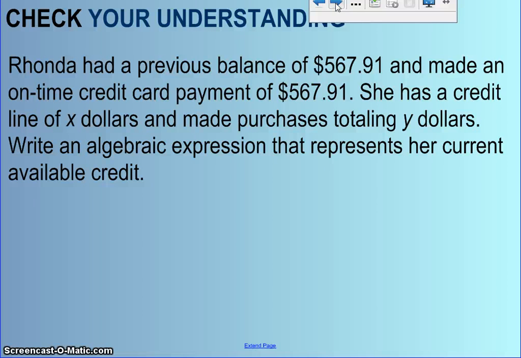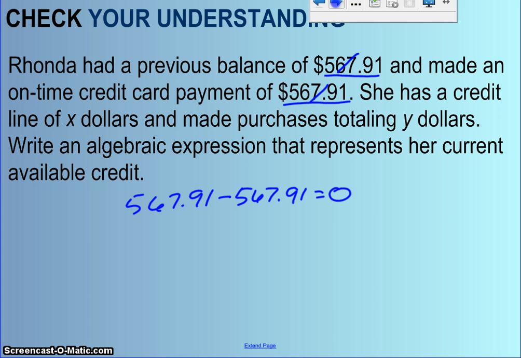All right, it says Rhonda had a previous balance of $567.91 and made an on-time credit card payment of $567.91. So hopefully you can see that basically she had a balance, she paid the balance off. So now the balance on the account is 0.